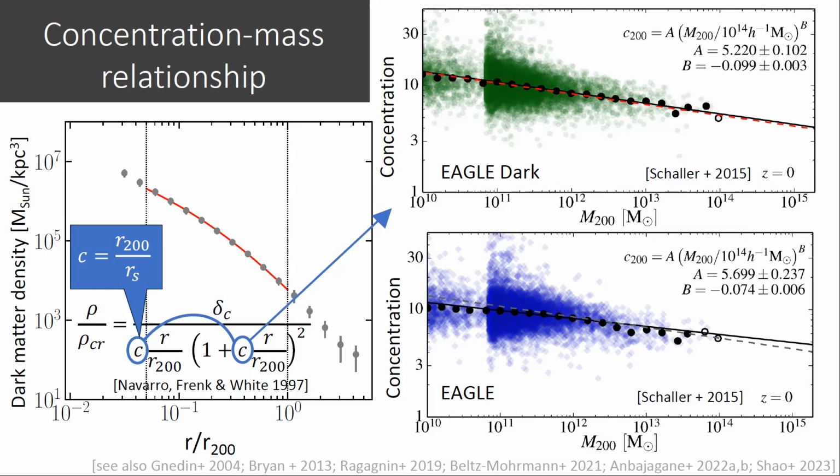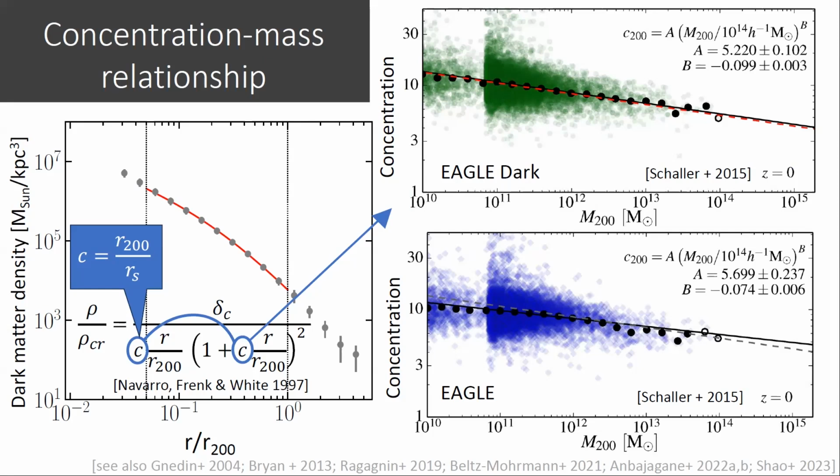Now, the concentration is not really constant throughout your halos, and as an example, here I'm quoting the work by Schaller et al. with the EAGLE hydrodynamical simulation, where they took, in the lower panel, the halos in the hydro run, and then they fit them with NFW profiles and explored how the concentration depended on mass.